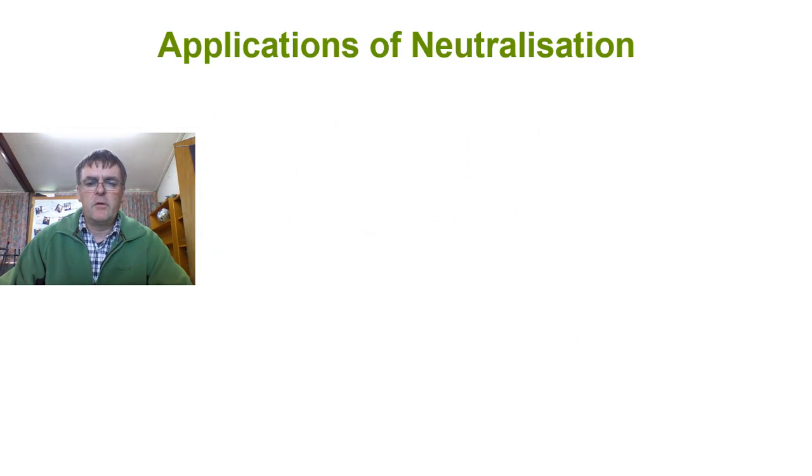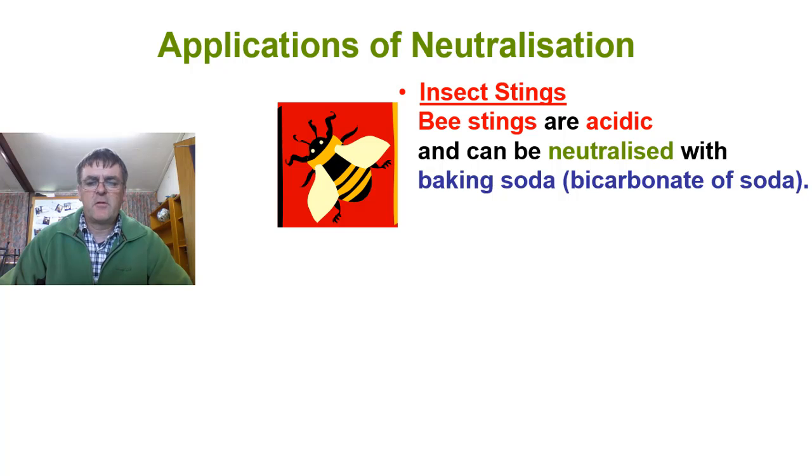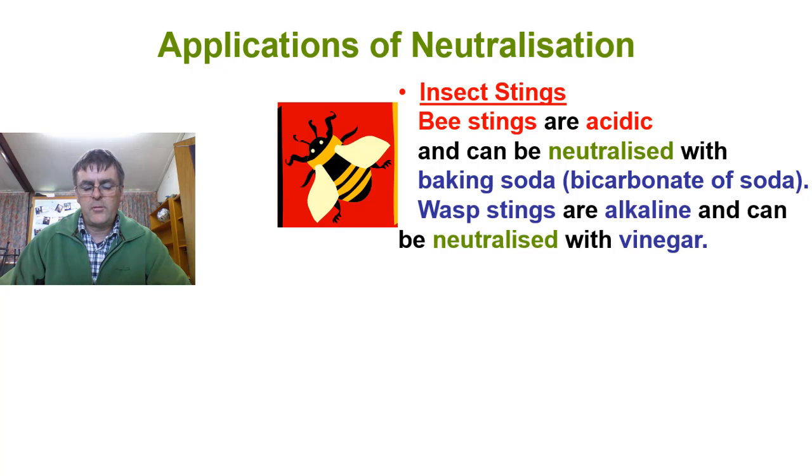So how can we apply this? What can we do with it? Have you ever been stung? Insect stings. Bee stings are acidic. If you got stung by a bee, baking soda on it will neutralise that, because baking soda is the opposite of acid. However, if it's a wasp sting, it's alkaline and you've got to put some acid on it. The easiest one to find around home is vinegar.